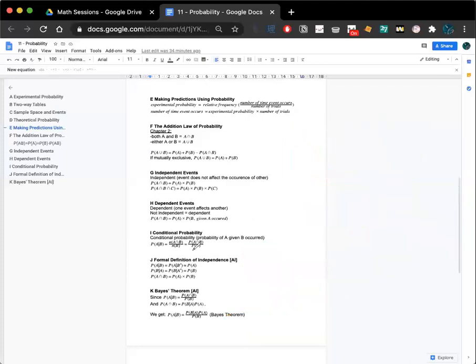And then for J and K, this is more of AI content. For AA, you don't necessarily have to know this. All you need to know is the conditional probability I just taught you. But for the next part, it's more of going in depth about the conditional probability itself, and also more in depth about independent events.